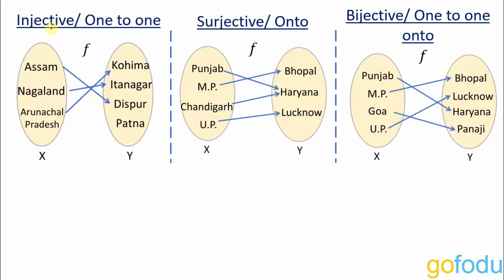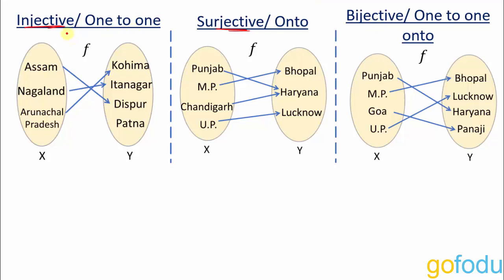They can be injective, also called one-to-one, or they can be surjective, or onto, or they can be bijective, that is one-to-one onto. One-to-one onto means both injective as well as surjective. So they can be injective, surjective, or both injective and surjective.